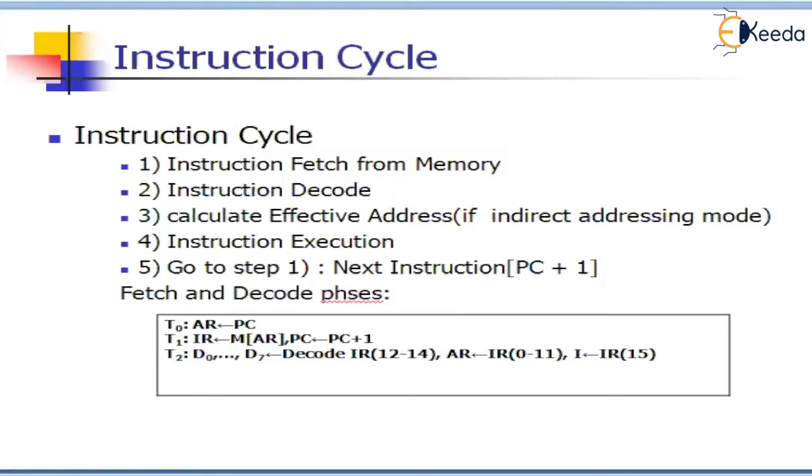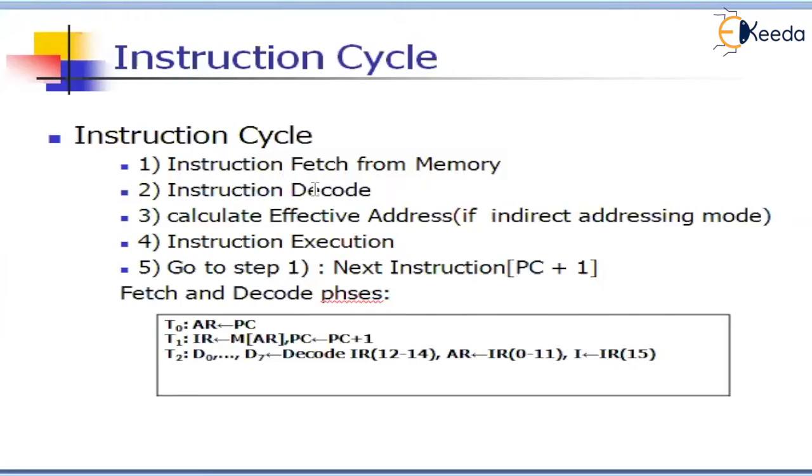Let us understand this instruction cycle. If you want to execute an instruction, this instruction should be fetched. It must be decoded. And if the operand is available in a different addressing mode, that is indirect addressing mode, the effective address should be calculated. And finally, the instruction should be executed. So here there is a specific order. As we have seen, first the instruction must be fetched. After fetching the instruction, we should decode.